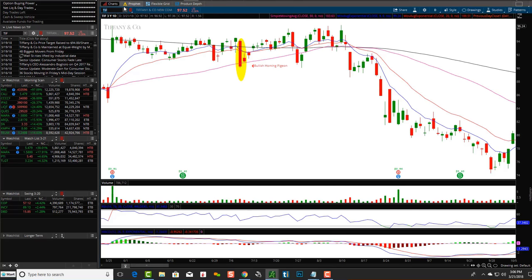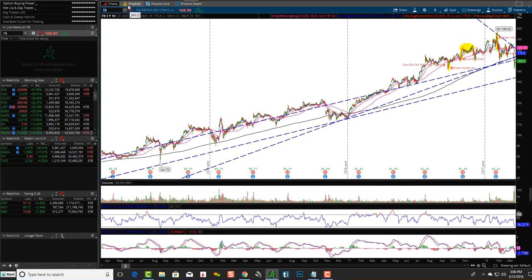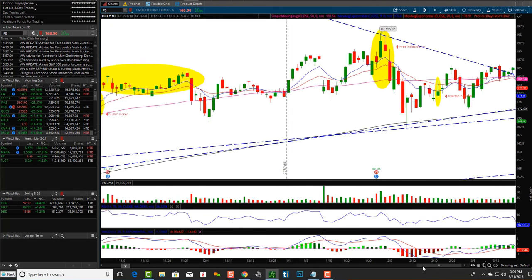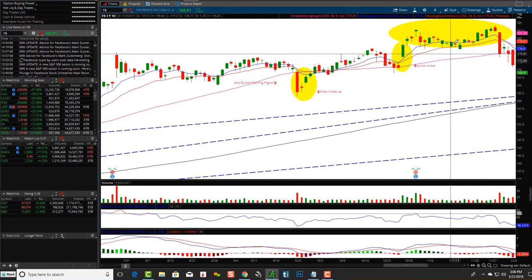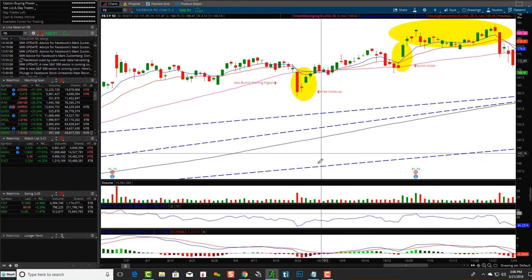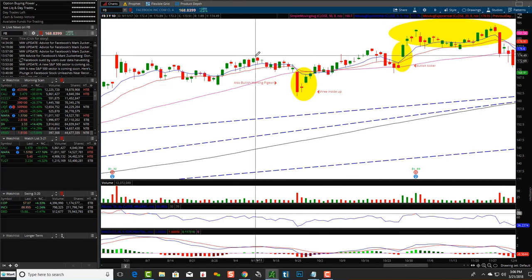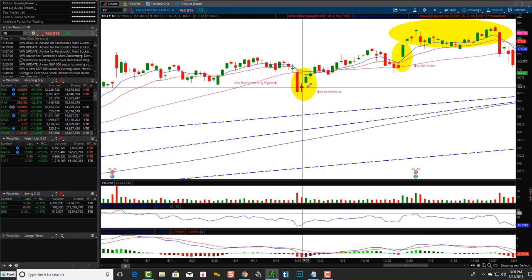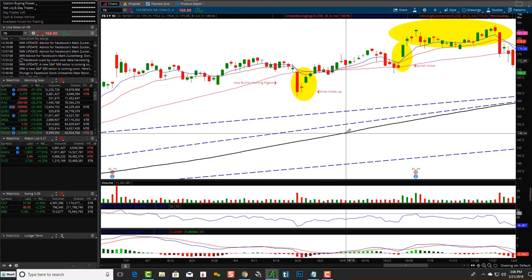Let's take a look at several other examples. Facebook, FB. Let's zoom in over here. You can see I have lots going on. I'm making all these videos for you guys. So, bullish homing pigeon right over here. You can see it's actually part of a 3 inside up pattern, which is another reversal pattern.